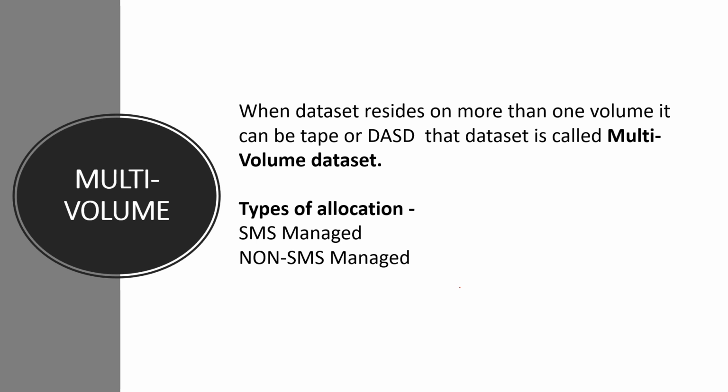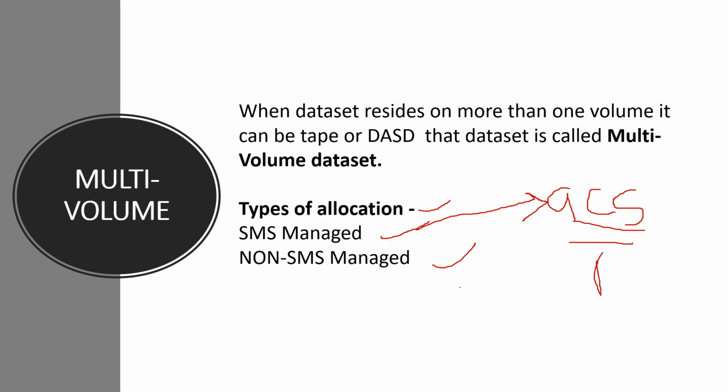So there are two types of allocations here. One is SMS managed and the other is non-SMS managed. When it comes to SMS managed, what happens? You have rules called ACS rules, or ACS routines, which have data class, storage class, management class and storage group. These four take part in doing this multi-volume allocation.